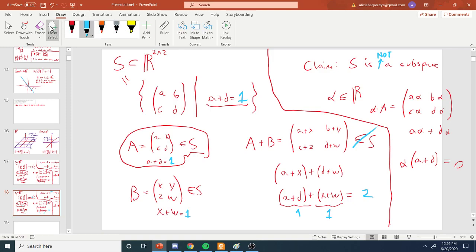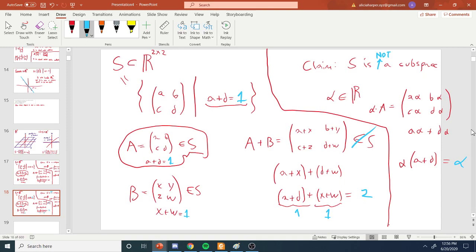It's also not closed under scalar multiplication, because, again, if A plus D is 1, and you multiply alpha by (A plus D), what do you get? You get alpha. And unless alpha itself is 1, you're not going to get something that lives in S. So S is not a subspace. So when you're looking to see if something is a subspace or not, you have to pay very, very close attention to the condition that defines it. Because if that condition fails to be true, a lot of things can go wrong.